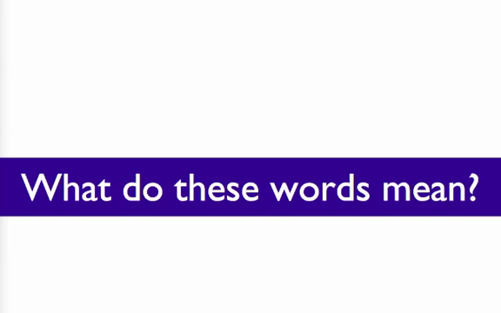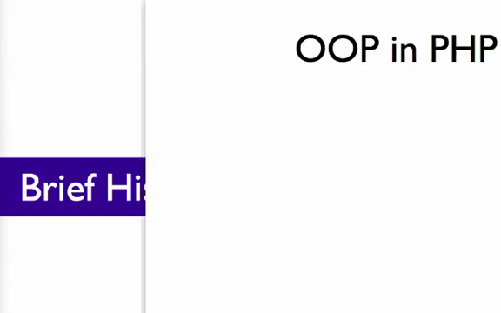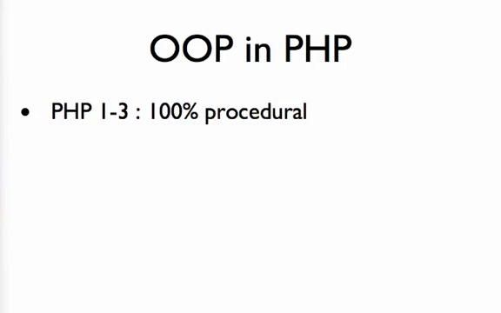All right, so we're going to go over what these words mean, right after we do a brief history of object-oriented programming in PHP. It started out with PHP 1 through 3. Rasmus said, hey, I need a thing to put a counter on a web page, and he got a thing that puts a counter on a web page. There are basically some wrappers around different C functionality. There was no concept really of object-oriented programming.